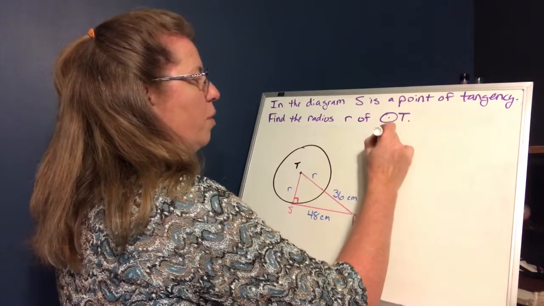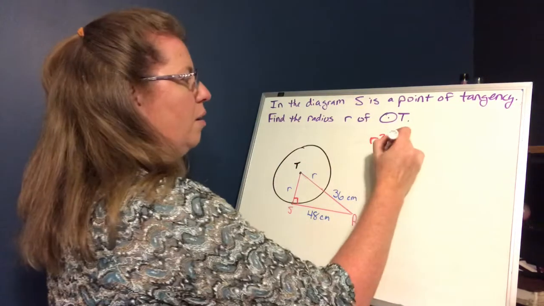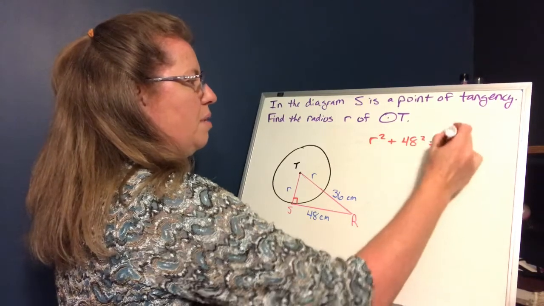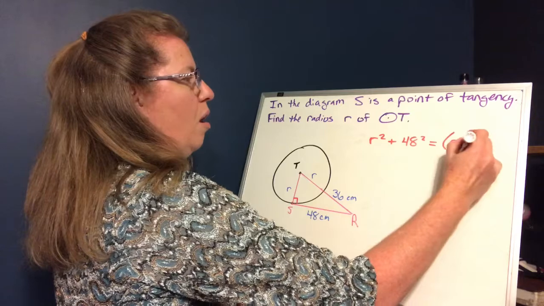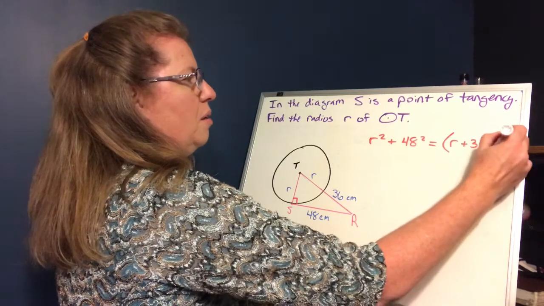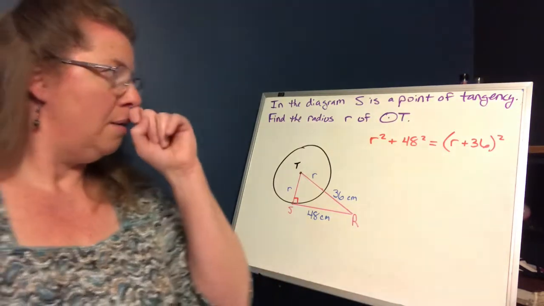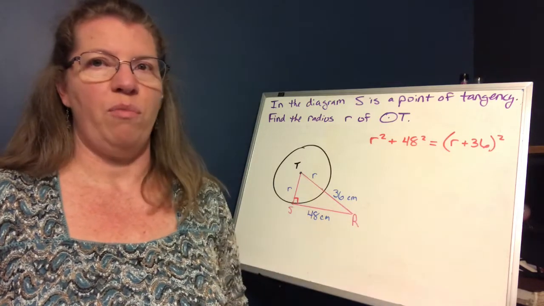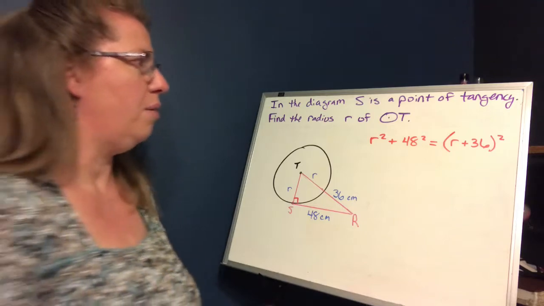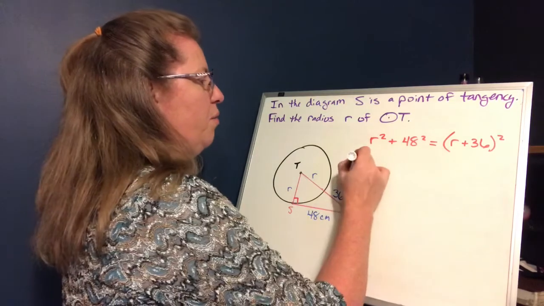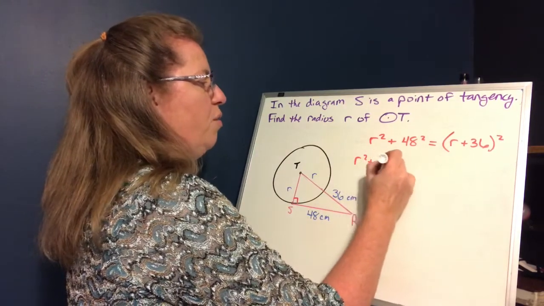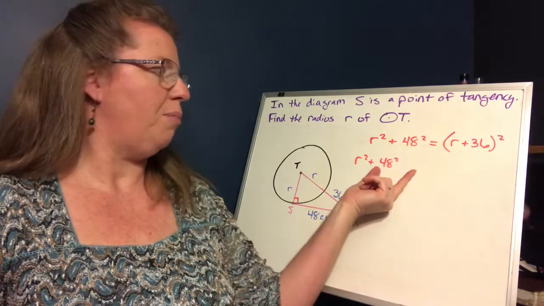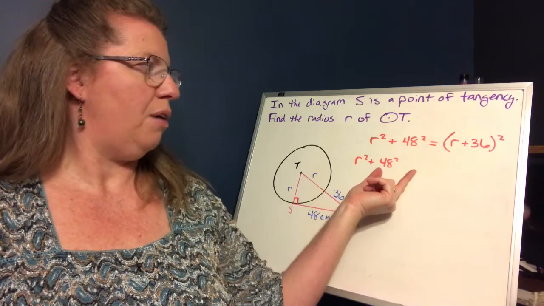We got r squared, which is this leg, plus 48 squared, the other leg, must equal the hypotenuse, r plus 36 squared. All right, so don't let it scare you, but remember, r plus 36 squared, we're going to wind up FOILing that. So let's work that one out. This side we'll just kind of leave alone for now. r squared, 48 squared. If you like to work out the big numbers, you can do that first, but I'm just going to leave it like it is for now till the end.